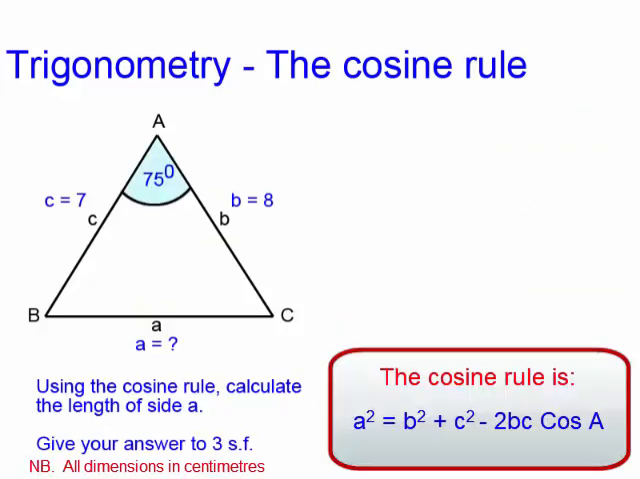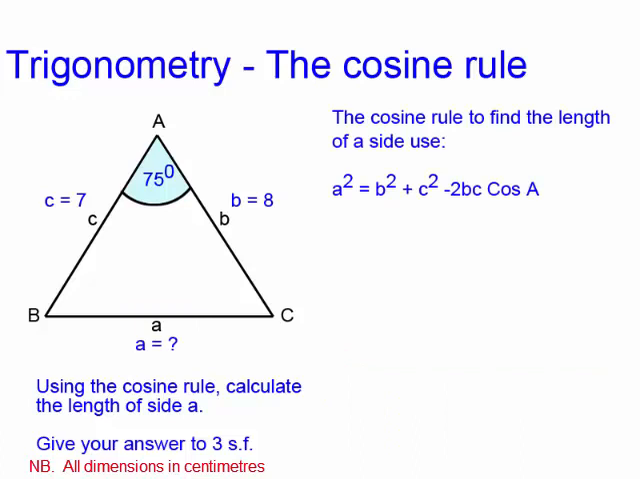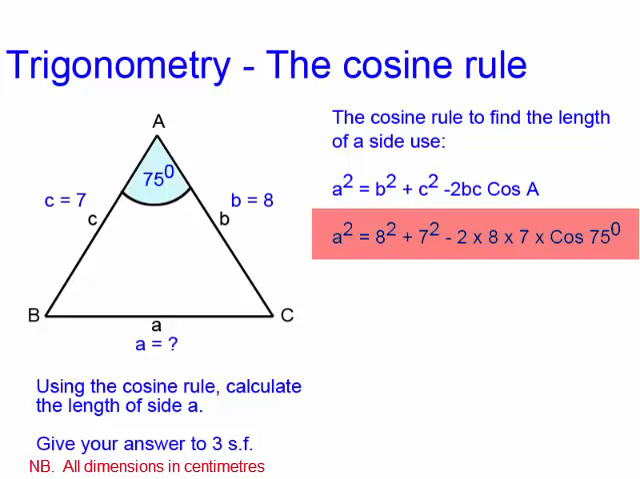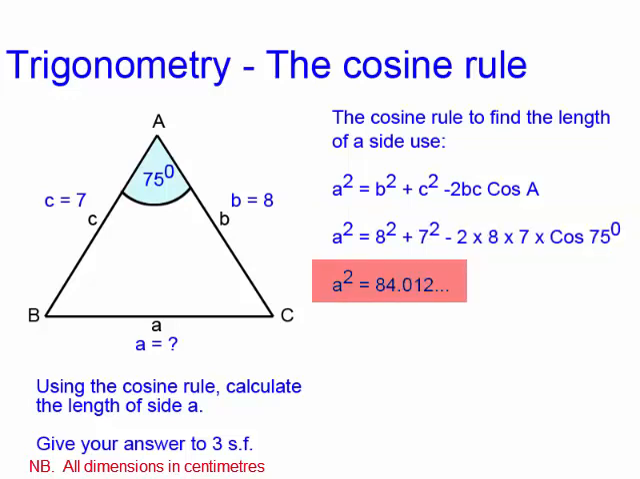In this example, we have to find the length of side a. So using our cosine rule, a squared equals b squared plus c squared minus 2bc cosine A, we can calculate the length of this side. Using the variables we have been given in the task, we can rewrite this formula as a squared equals 8 squared plus 7 squared minus 2 multiplied by 8 multiplied by 7 multiplied by the cosine of 75. And this gives us a value of a squared of 84.012.